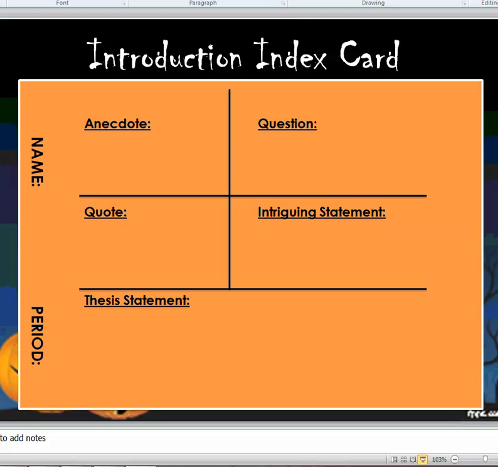Okay, we're going to create an example of each type of hook on our index card. So let's start with the anecdote. Okay, the anecdote is a story that's supporting the topic of your writing. Okay, so think about something that you've seen in real life. Think about a video you watched in class. Think about some of the text that we read in class. And create a very simple sentence or 2 that summarizes that story of a hero. Go ahead and do that.